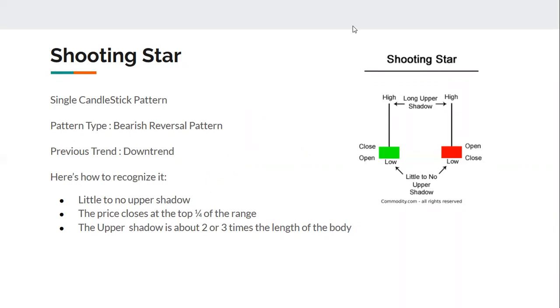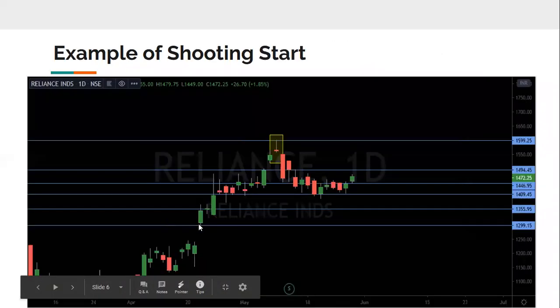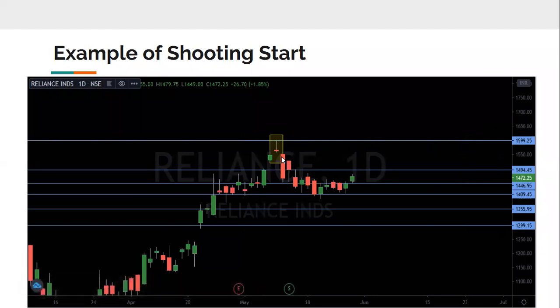Here we can see one example. This is the example for a shooting star, seen on the lines in mid May, at the resistance of 1599. It is a 2 hour resistance. It comes from the hammer, and it gives a reversal for the entry.